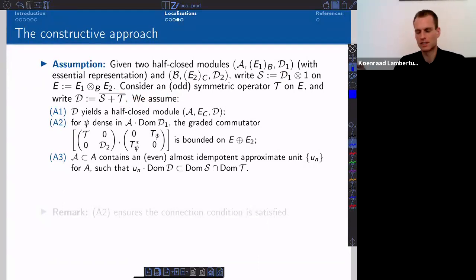Typically, what you would construct is an operator T of the form 1 tensor D2, except this is not well defined, so you have to twist by some connection. So really the difficult part is to find a connection and construct this operator in such a way that these assumptions here are satisfied. That's what makes it difficult. So in particular, we want this operator D to be a half-closed module. So for instance, you have to prove regularity of D, and this can be far from obvious.